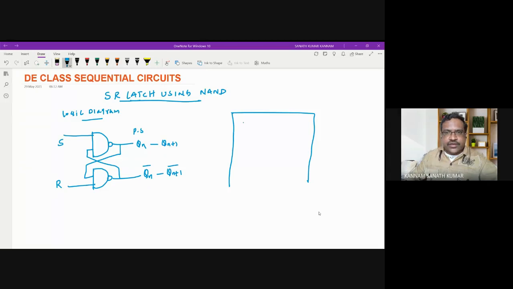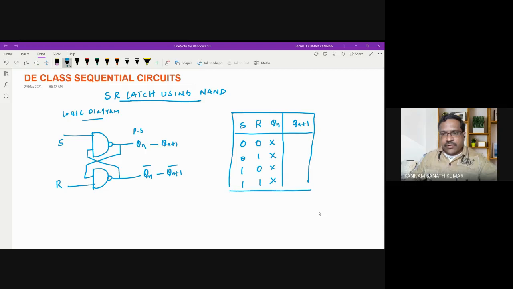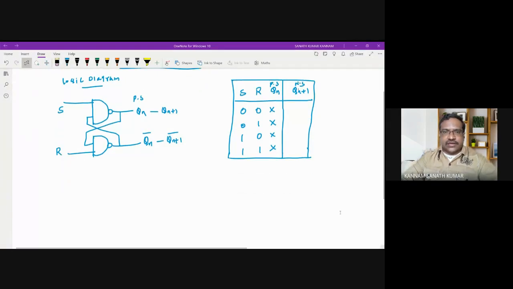So this is the S, R, Qn and the next state Qn plus 1. Okay, so 0 0, 0 1, 1 0 and 1 1. So this present state we don't know, so I'm keeping Qn, don't guess. Okay, so this is the present state and this is nothing but next state. Okay, so now let us realize this.